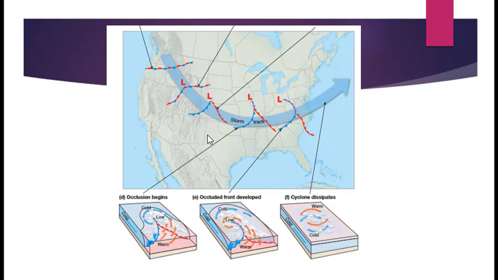And then after, there will be occlusion. The occlusion begins. So you can see here the symbol for occlusion, the violet one. Now occlusion begins again when you have warm front and then it's being pushed by the cold air. Okay. So occlusion continues to develop. So occluded front developed. And then afterwards, you have here the cyclone dissipates.